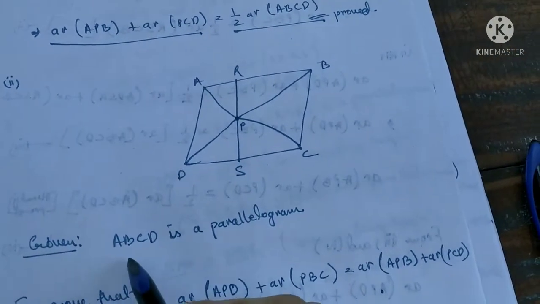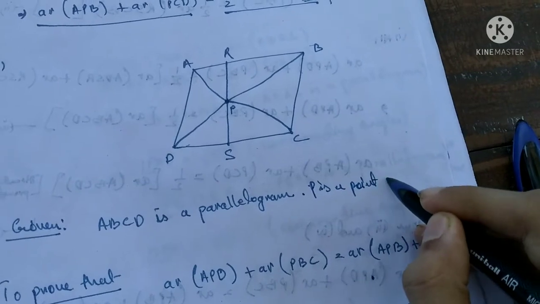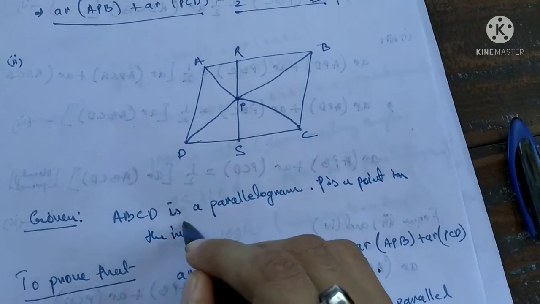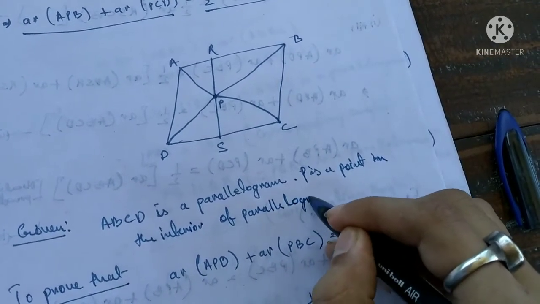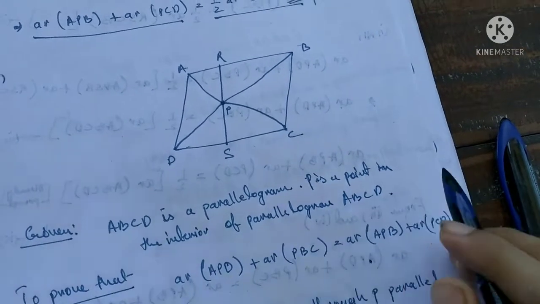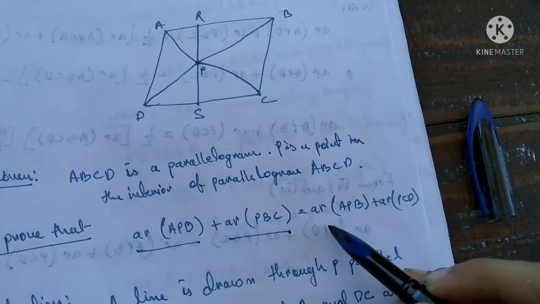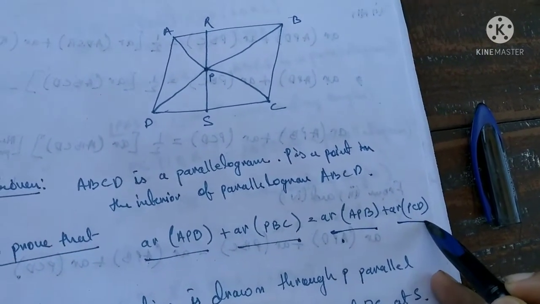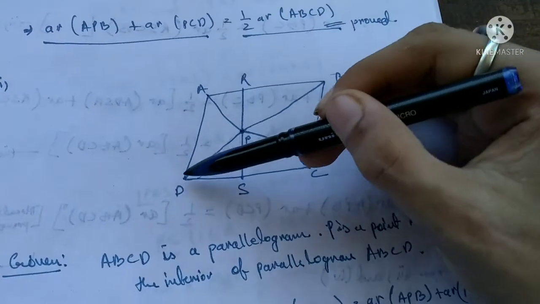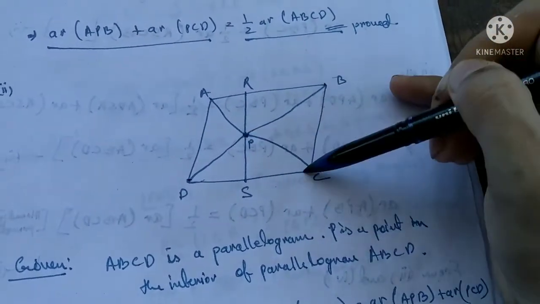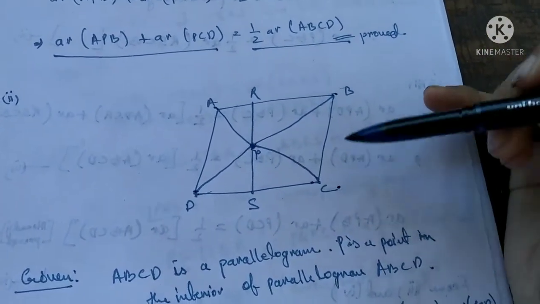So here again I will write: given ABCD is a parallelogram, and P is a point in the interior of parallelogram ABCD. What I have to prove here is that area of APD plus area of PBC equals area of APB plus area of PCD. That is, area of APD plus area of PBC equals area of APB plus area of PCD. This is what I have to prove.